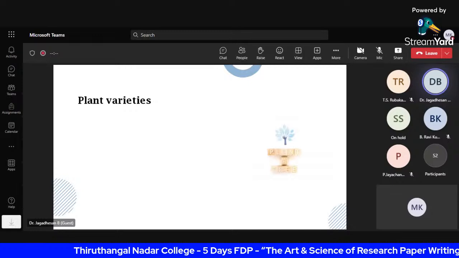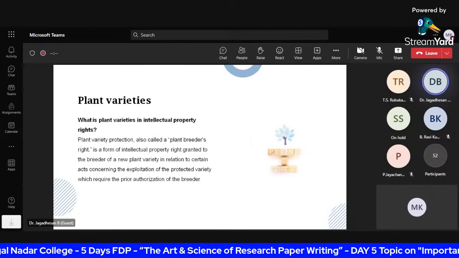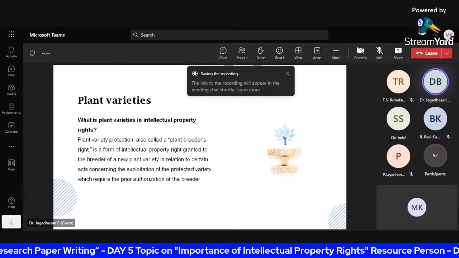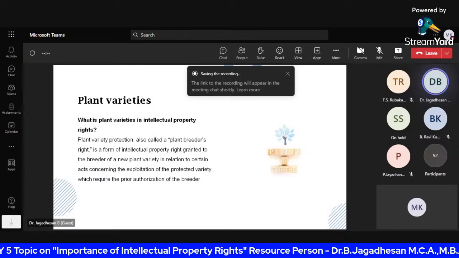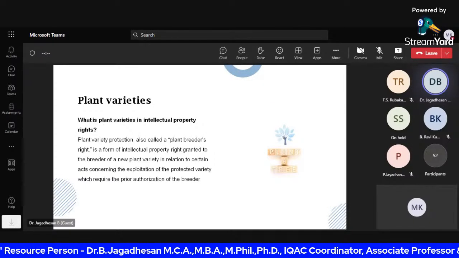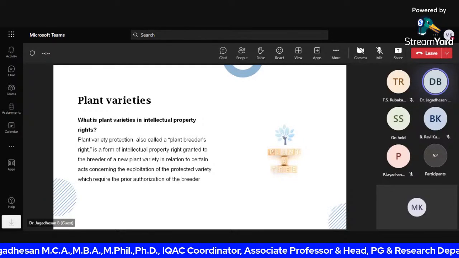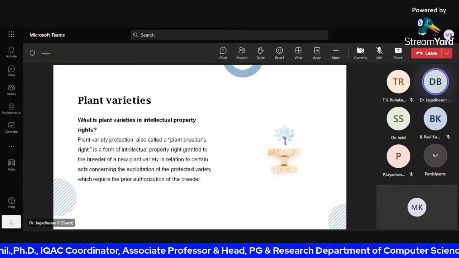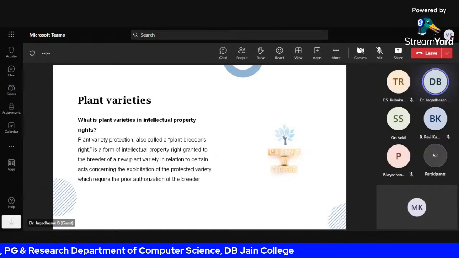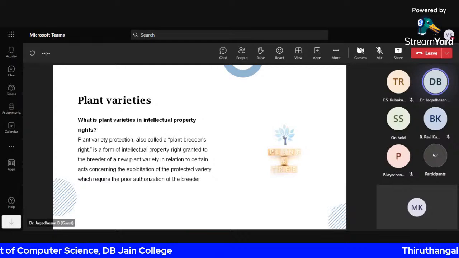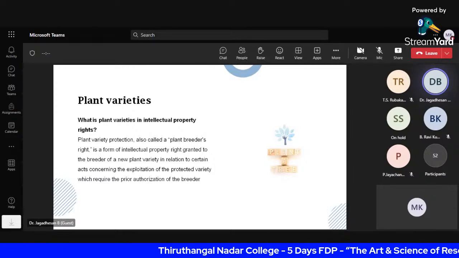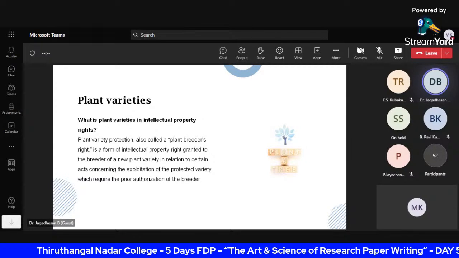The third one is plant variety. That is agriculture based, and plant variety protection, also called plant breeder's rights, is a form of intellectual property right granted to the breeder of a new plant variety in relation to certain acts concerning the exploitation of the variety, which require the prior authorization of the breeder. For example, in paddy harvest, different kinds of paddy are there, like Ponni, Andhra Ponni, or Basmati. Recently they introduced one paddy variety called Rajarajeshwaran 1000 paddy. So this is one of the plant varieties under intellectual property rights also.